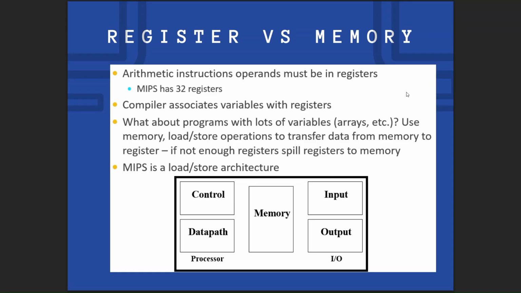The diagram at the bottom shows the bigger picture. The processor contains registers and control logic. It connects to memory and input-output devices. The load-store model creates a clean separation where the processor works on data in registers and dedicated instructions move data between registers and the outside world.